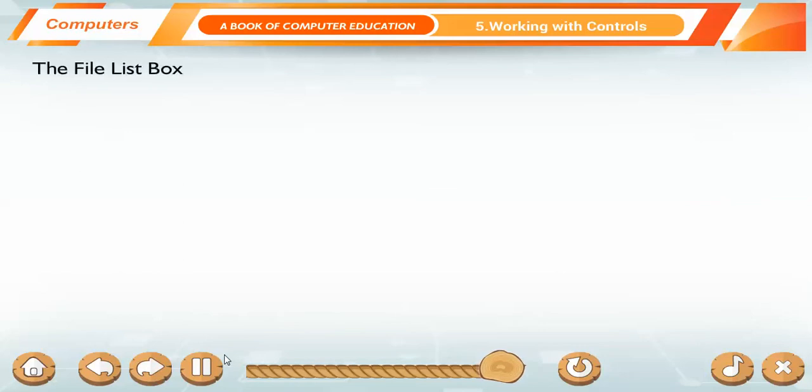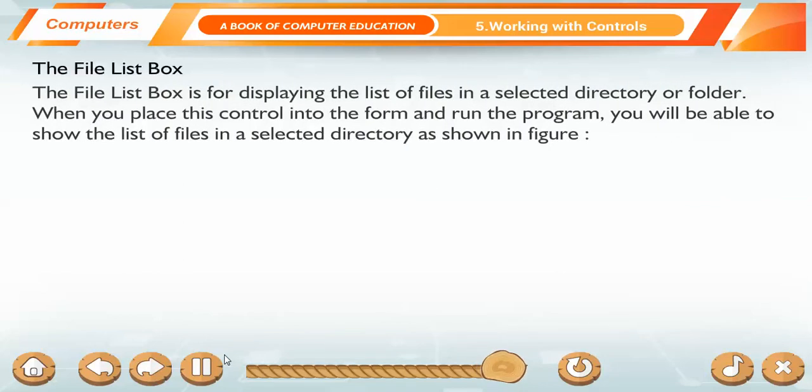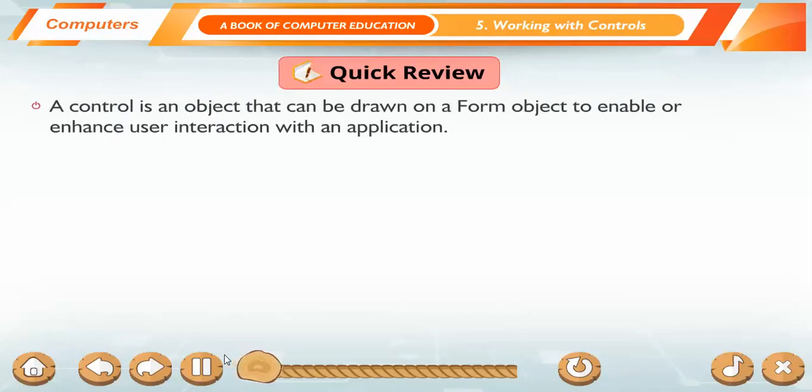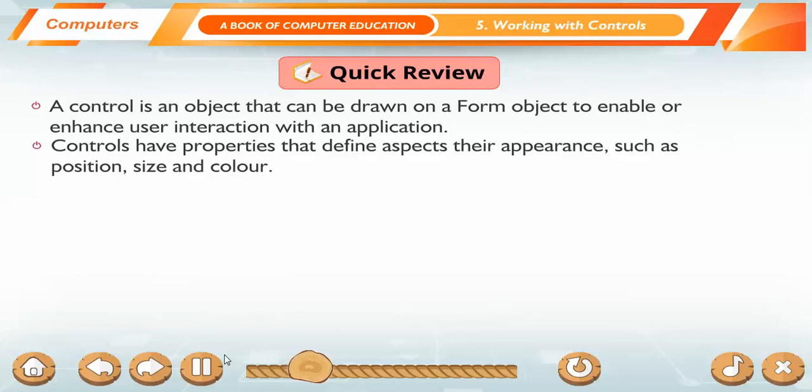The file list box. The file list box is for displaying the list of files in a selected directory or folder. When you place this control into the form and run the program, you will be able to show the list of files in a selected directory as shown in the figure. Quick review. A control is an object that can be drawn on a form object to enable or enhance user interaction with an application. Controls have properties that define aspects of their appearance, such as position, size, and color.